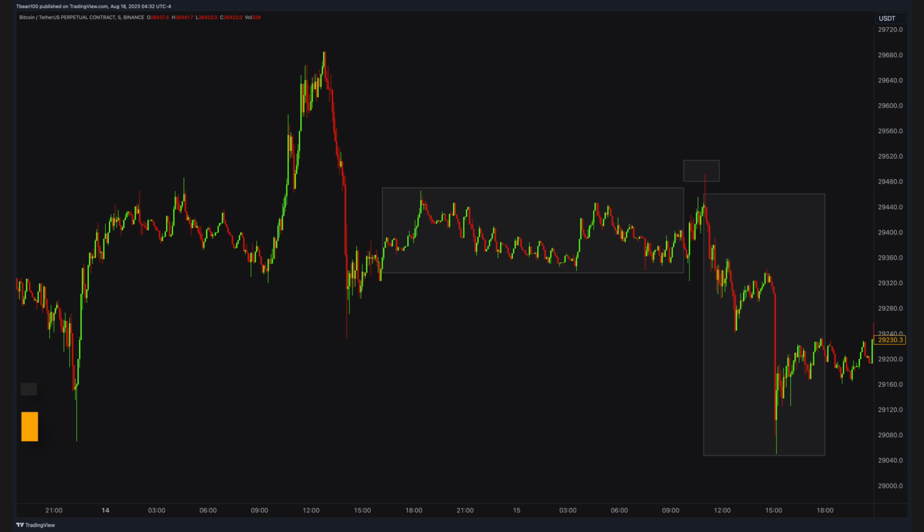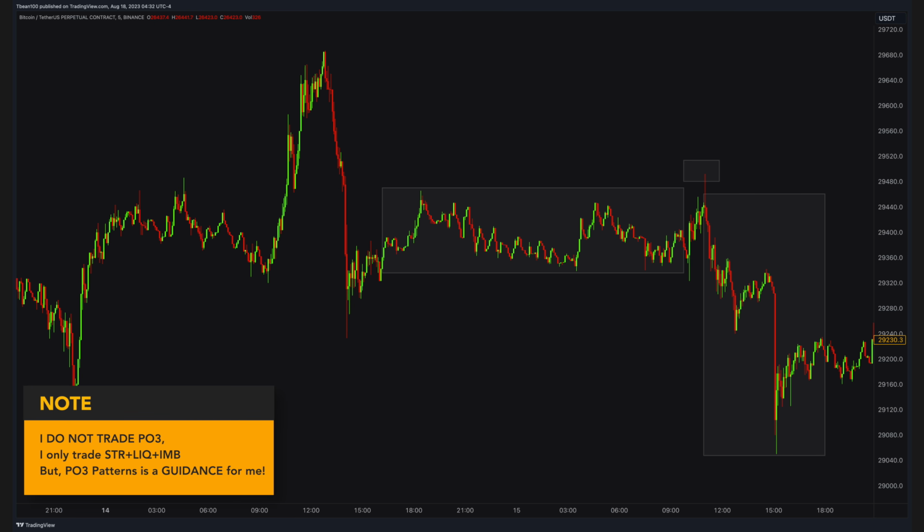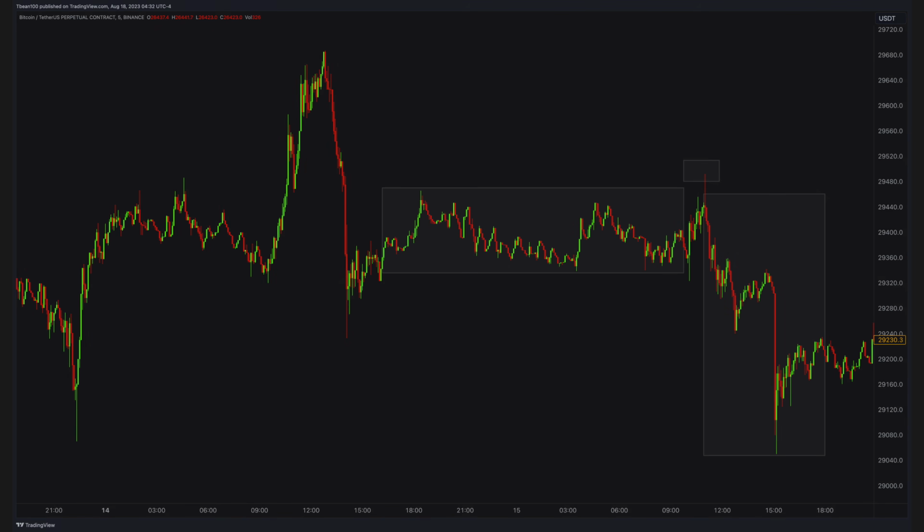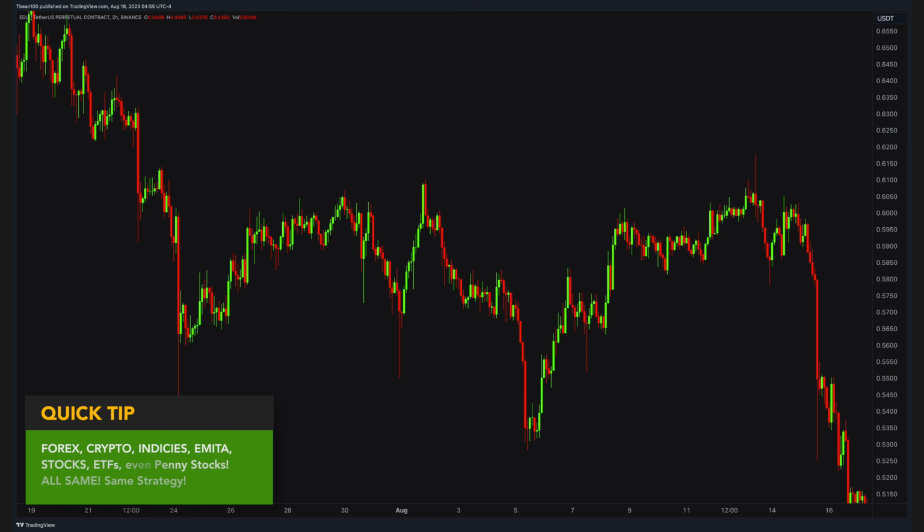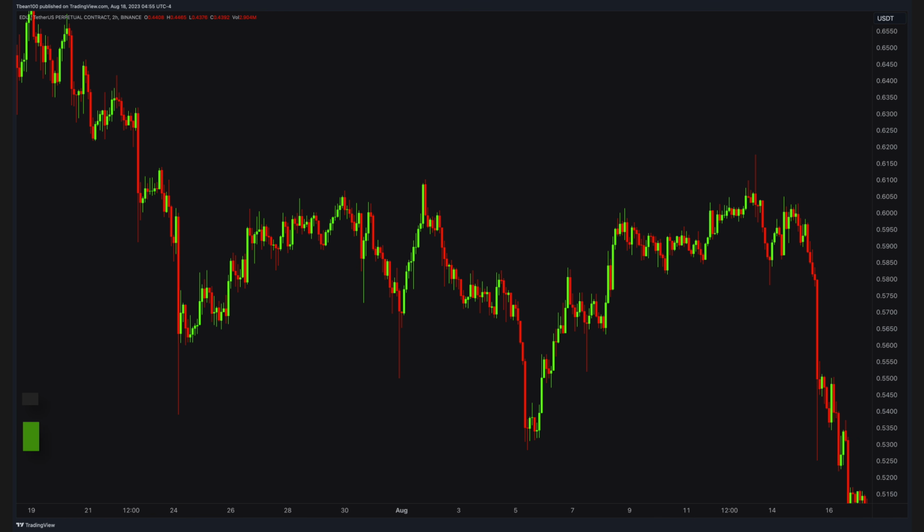And remember, I do not trade power of 3. I trade the best trading strategy available to me, which is the structure, liquidity, and the imbalance. Power of 3 is just a concept created by these 3. Since I was bored, I also started to check the altcoins out of boredom. And it is just amazing. Crypto, stocks, Forex, gold, futures, altcoins, name whatever you like. Even $1 penny stocks work the same.